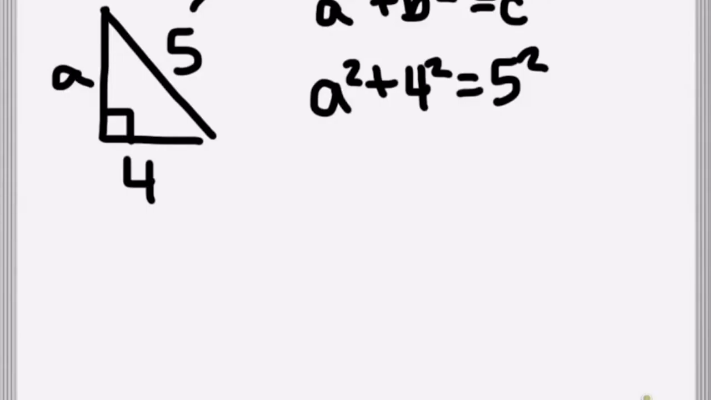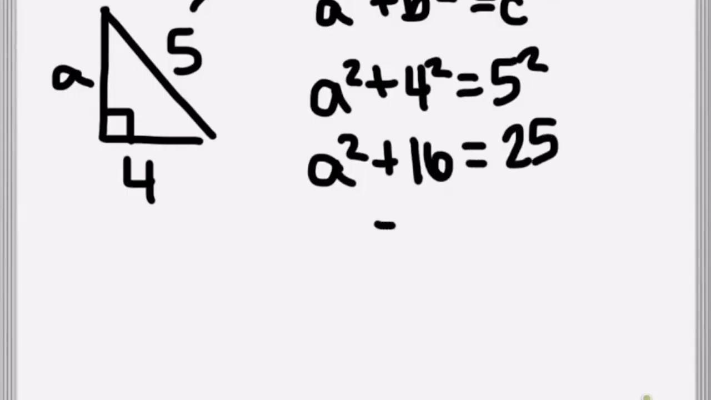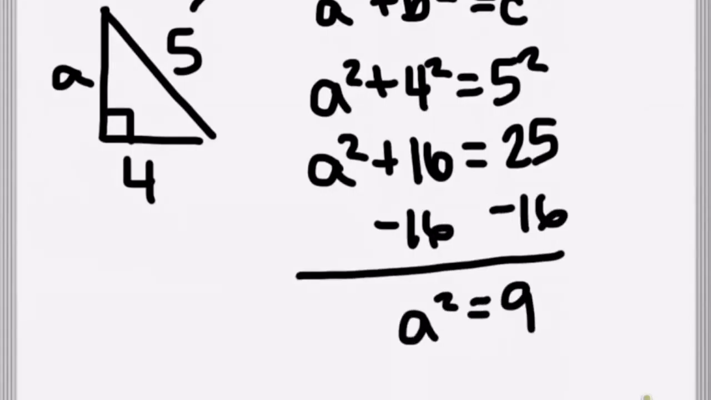4 squared is 16 and 5 squared is 25. Then we just solve for a by subtracting 16 on both sides and getting a squared equals 9. To get a, we need to take the square root of both sides, and we get a equals 3.